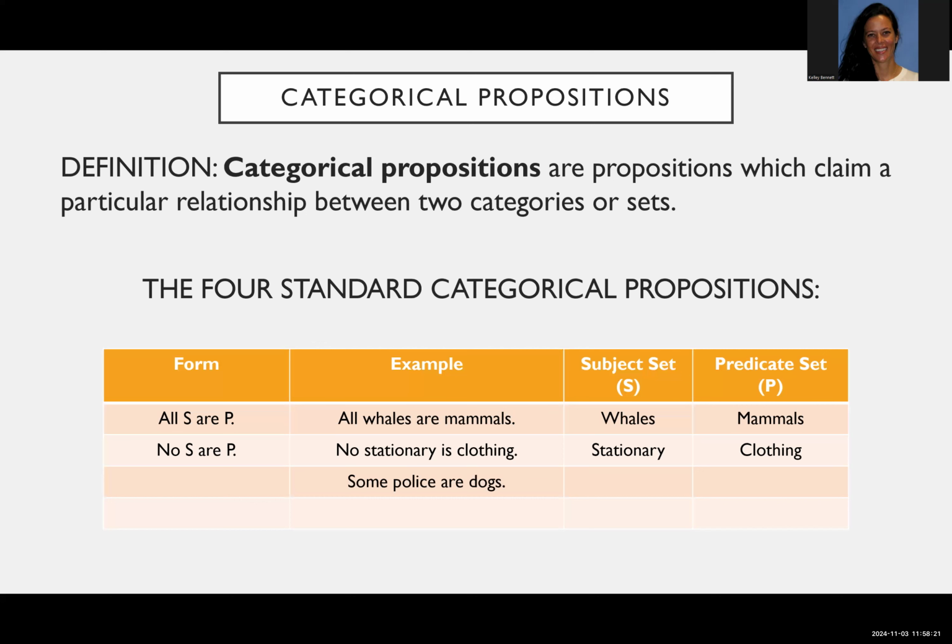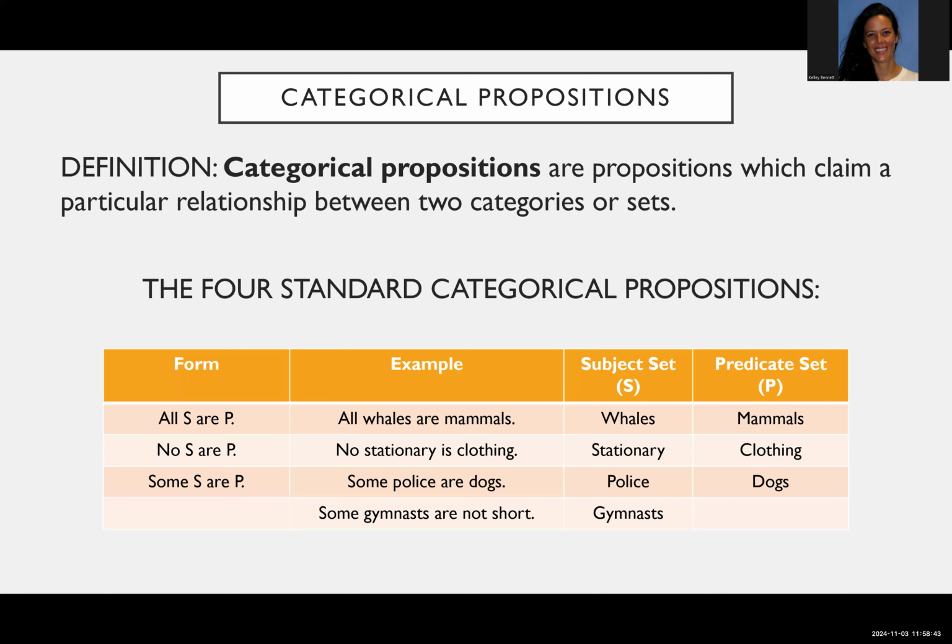Some police are dogs. So our subject set is police, our predicate set is dogs. And so this is saying that some police are dogs. Some of the subject set belongs to the predicate set. So some S are P.